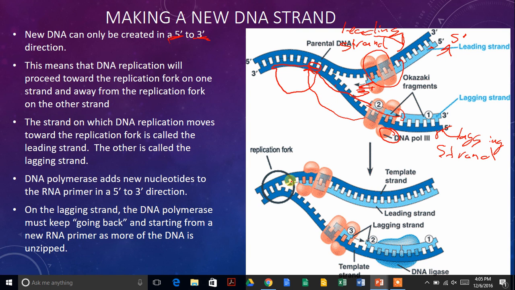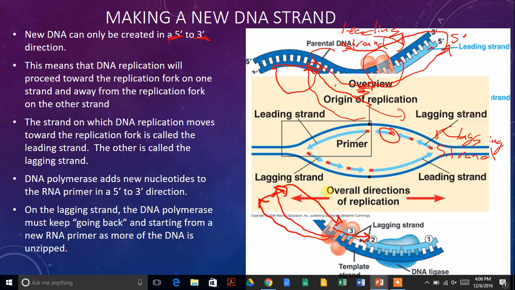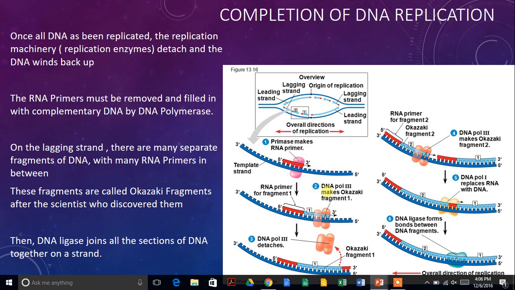So here's our replication fork. Here's our lagging strand, and DNA polymerase going in to fill more in. And it has to go all the way back and start all over again and fill in the empty space. And then a new primer has to be laid down. It has to go all the way back and fill that in. So as you see, leading strand, really simple. Lagging strand, not so simple. It's going to take a few other steps in our next slide.